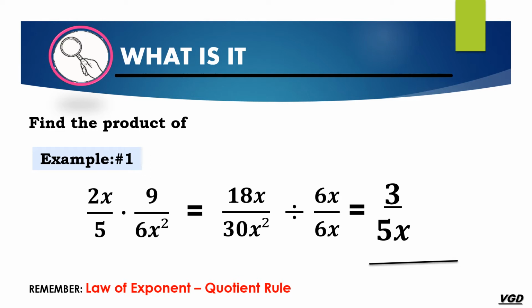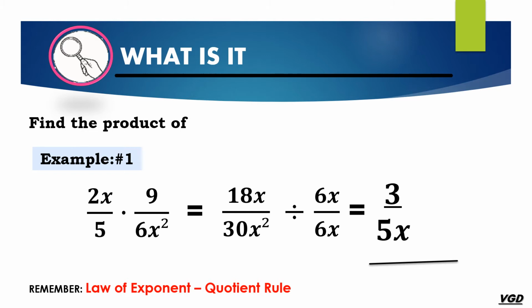Just take note that when we divide a fraction with variables and exponents, we have to remember the law of exponent, which is the quotient rule. This rule states that when the exponents with the same base are being divided, we just have to simply subtract the exponents to simplify the expression.